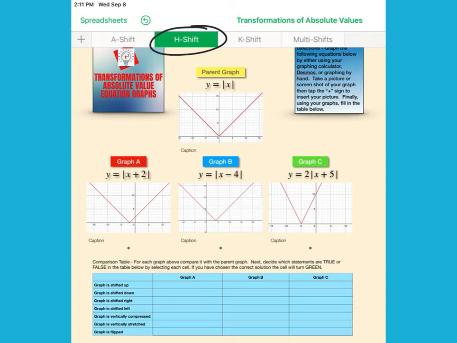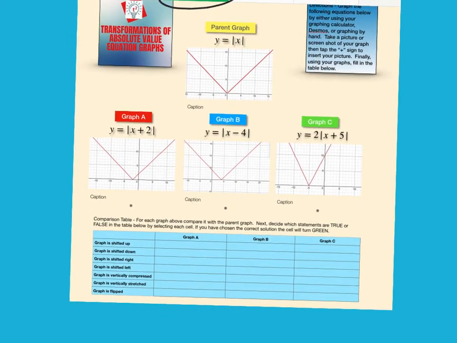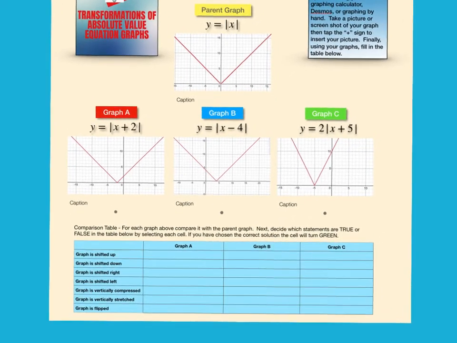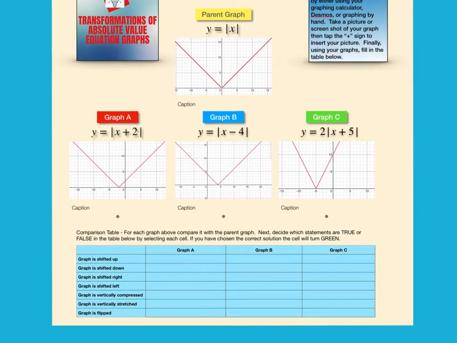That's what that one looks like. And then we've got our graphs that we're comparing to. So looking at the first graph, graph A, we have y equals absolute value of x plus 2. And we notice that the 2 is inside of those absolute value bars, right? So what does that 2 cause this to do? What is different about this graph compared to this one? What changed in graph A? What do you notice?